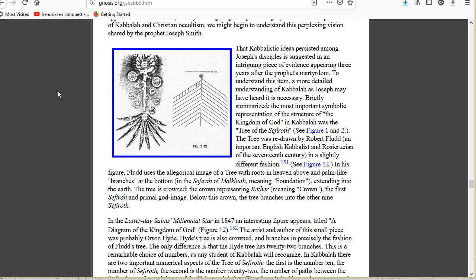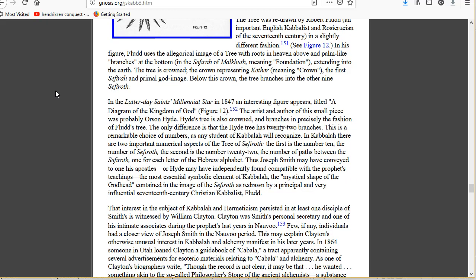In his figure, and he's going to describe it a bit as well, Flood uses an allegorical image of a tree with roots in heaven above and palm-like branches at the bottom. In the Sephiroth of Malkuth, meaning foundation, extending into the earth, the tree is crowned, the crown representing Kether, meaning crown, the first Sephirah, and primal god image. Below this crown, the tree branches into the other nine Sephiroth.